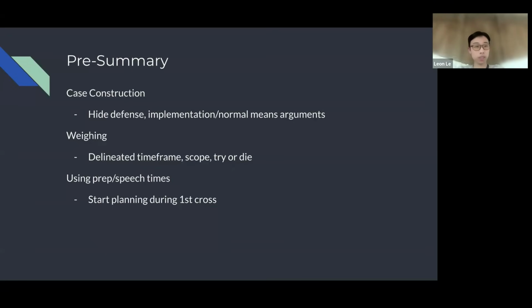When you're constructing case, you want to be thinking about these things so that in the back half and in summary speeches, you can really capitalize on the fact that you have an argument that's super fast and also doesn't rely on a generic link.